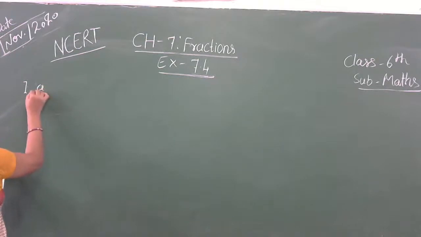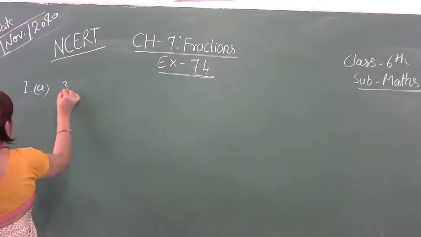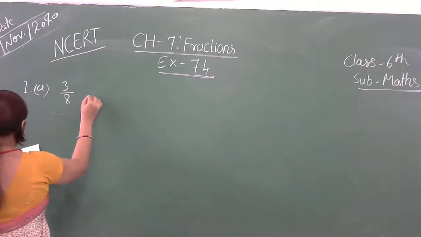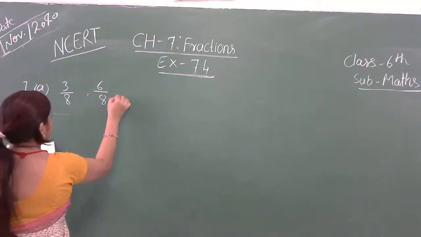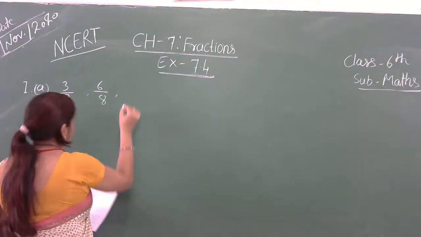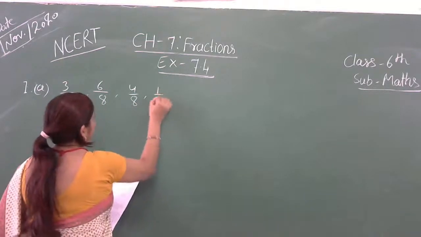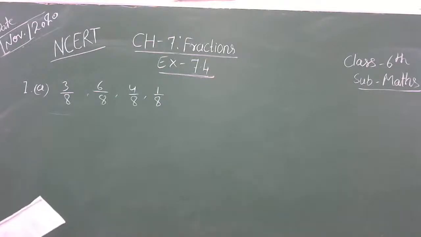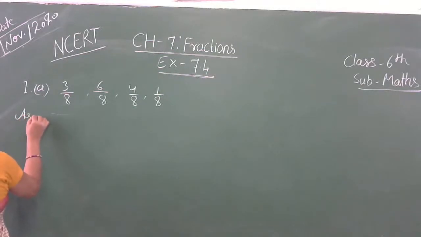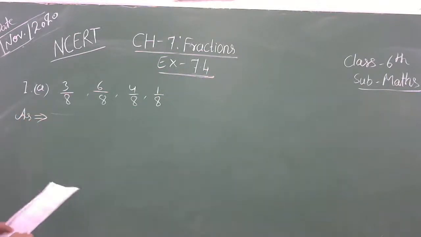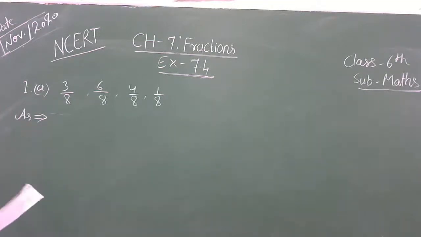A part. Fractions given for the shaded portions: 3 upon 8, second 6 upon 8, third is 4 upon 8, now 1 upon 8. Okay. All the shaded portions given in the question to us. Now arranging in ascending order with the sign greater than, less than, or equal. Ascending order I have written in short form AS.